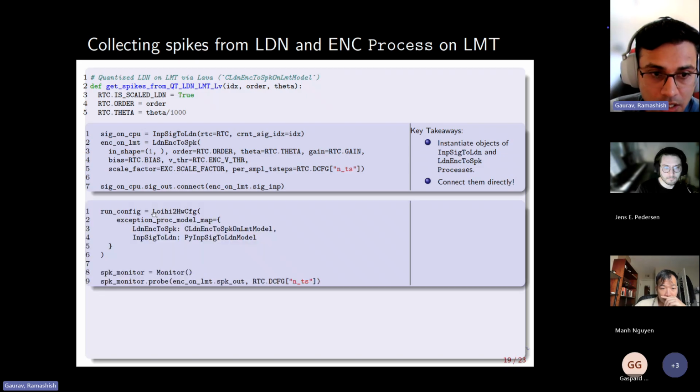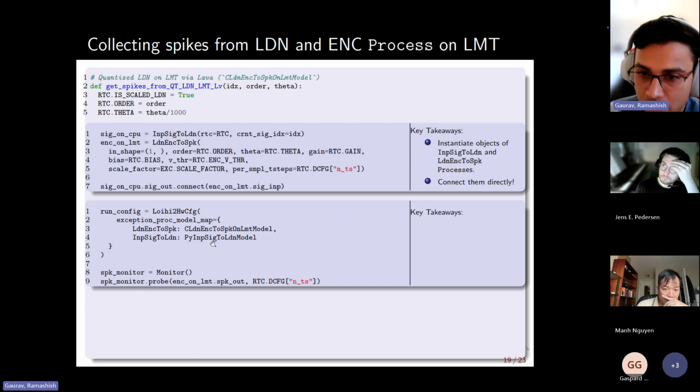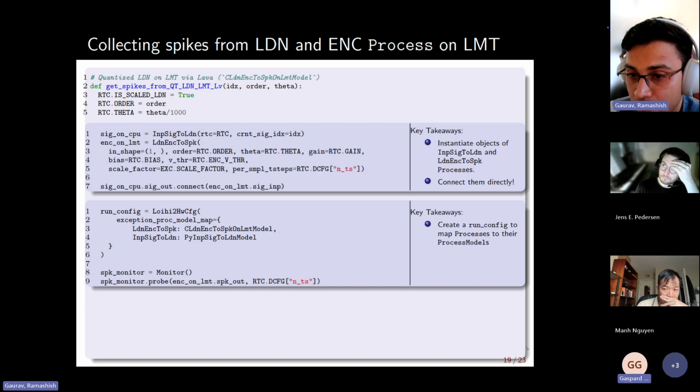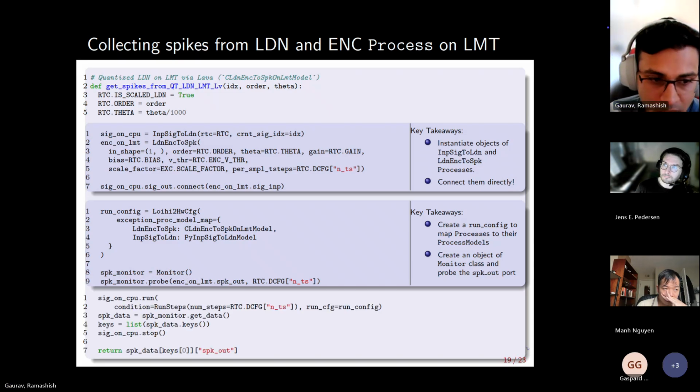Now, here you're defining the Loihi-2 hardware config, and you're mapping these processes to their corresponding process models. So the LDN encoding to spike is mapped to a C Loihi process model to be deployed on Lakemont cores, and input signal to LDN is mapped to a CPU process model. So you can create a run config, map the processes to the process models, and you can also create an object of this monitor class to simply probe the spike output port with respect to the spikes in it.